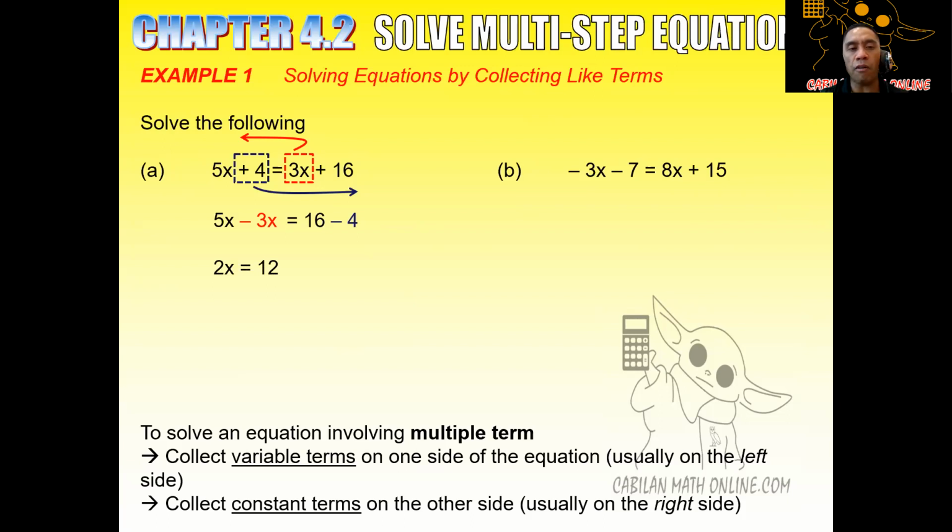So what we need to do in our final step is to divide both sides by the coefficient, which in this case here is 2. And this will give me a final answer here of x is equal to 6. All right, so same thing for part B.